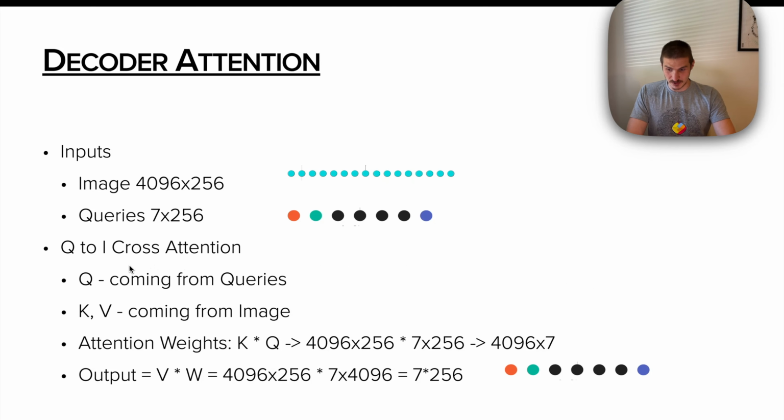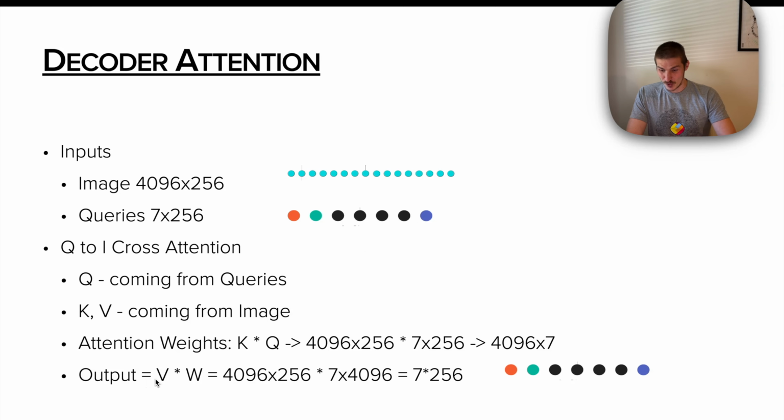Now, query to image cross attention: Q will be coming from the queries, key and value will be coming from the image. So when we compute attention weights, once again, we multiply key by Q. So we get 4k times 256 multiplied by 7 by 256. Now this 256 common dimension gets crossed out. We get a 4k by 7 attention weights matrix, now saying what is the weight between every pixel in the image and every token in the query input.